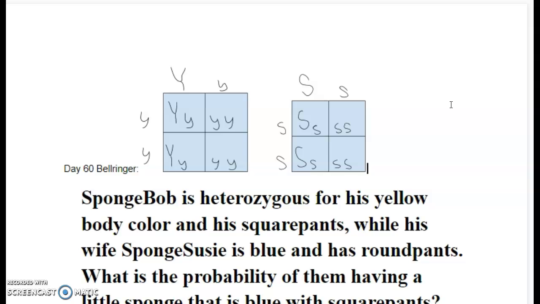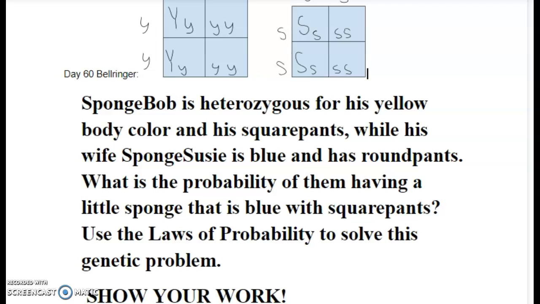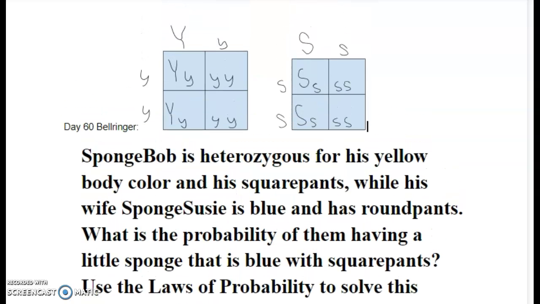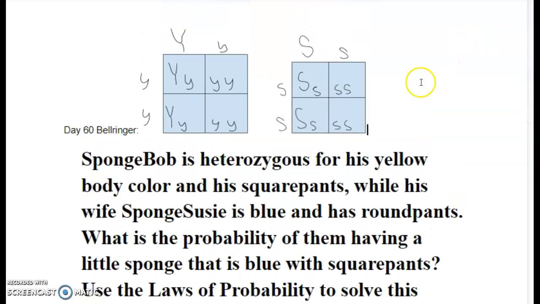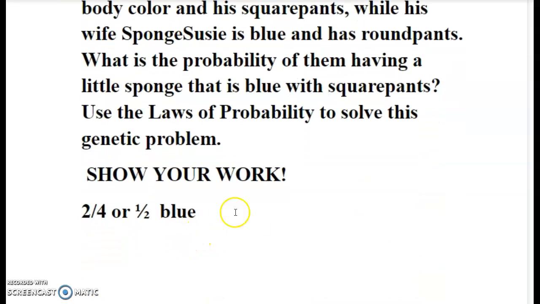So, it wants to know if the baby will have square pants. So this time we're looking for the dominant trait. So anybody who has a big S will have that trait, that phenotype. So we have 2 out of our 4 that have a big S. So down here we can put, also, we have 2 out of 4, or reduce it to 1/2. Square pants.